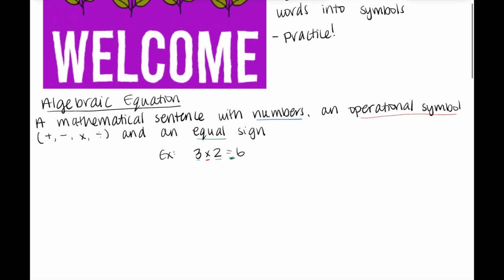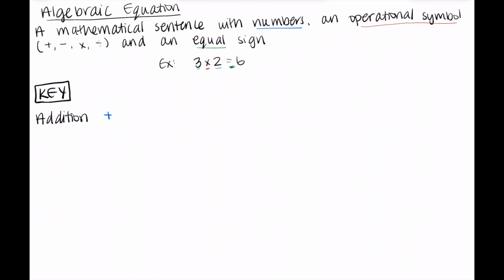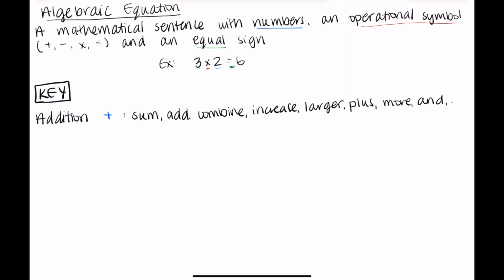So now that we've defined what an algebraic equation is, we're going to go through this key, and we're going to learn how to translate these mathematical terms into symbols or numbers. So to start off with addition, some terms that we might be seeing would be something like sum, add, combine, increase, larger, plus, more, and so on. So when we see these terms, we can translate it to addition.